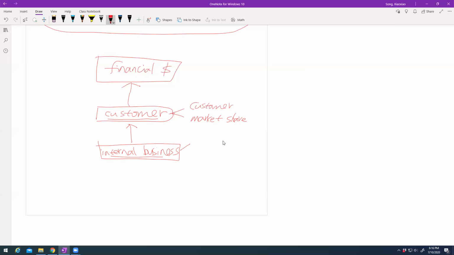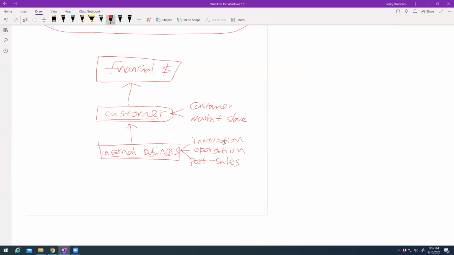So for our internal business, we have three parts. One is the innovation. One is the daily operation. One is the post-sales service, right? So if you do this well, your customers will be happy. Your customers are happy, they buy your products, you will be rich.